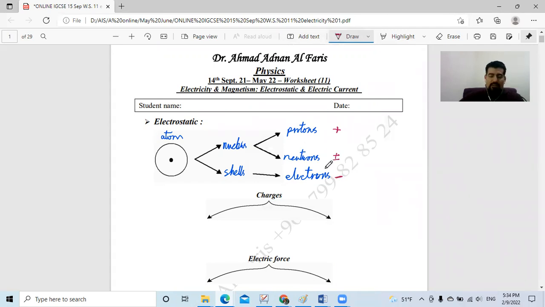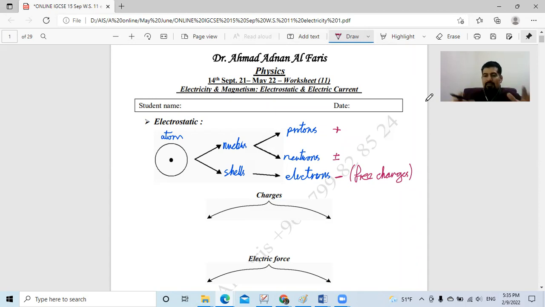And it's very hard to lose or gain protons. So what are the free charges that the atom can lose or gain? It's not inside the nucleus, it's outside the nucleus, which is what? The electrons. These are the free charges. So to understand, we are talking about charges here. We are talking about movement of electrons.